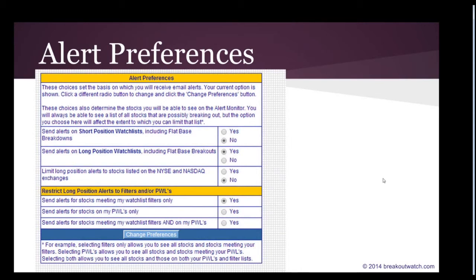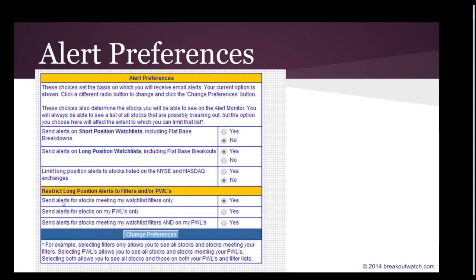Now, to set the alerts, you go to Alert Preferences, and Mike can remind us here in a minute how we get there. But once you're there, in my current trade plan, I don't trade any shorts, so I turned off the short position watch list. I do want to send alerts on the long position watch list. It says here including base watch breakouts, but I'm actually only going to get cup and handle. I'll show you how I do that here in a minute. I don't want to just be limited to stocks on New York Stock Exchange and NASDAQ, although that's probably the ones I most often trade, so I may actually play with that down the road.